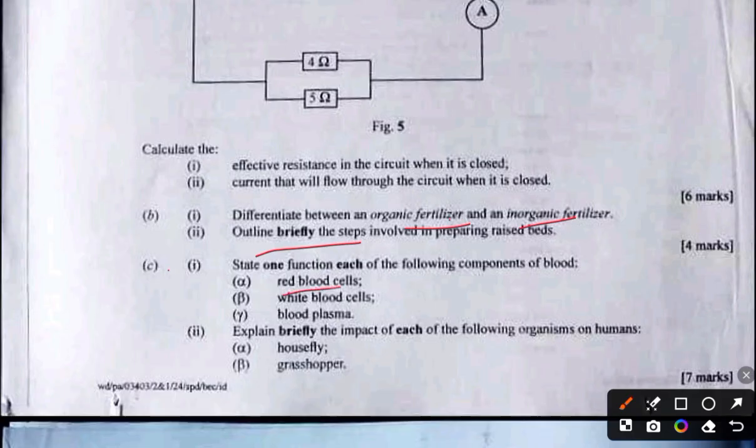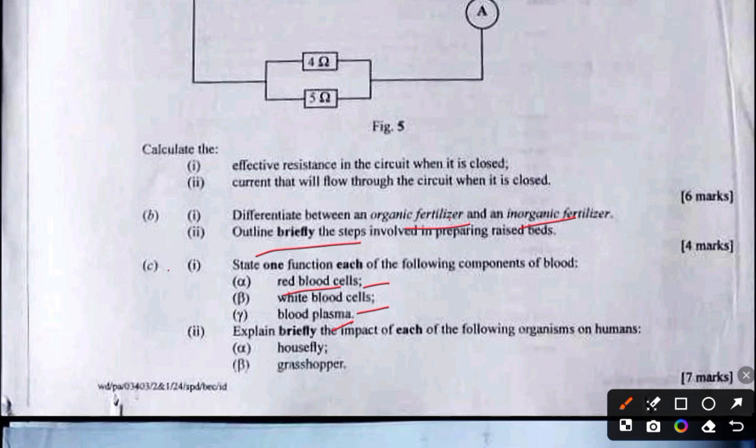Then the next question says, state the function of the red blood cells. Red blood cells help in the transport of oxygen and carbon dioxide in the blood vessels. White blood cells fight against pathogens or diseases. And the blood plasma helps in the transport of simple food nutrients: glucose, amino acid, fatty acid, and cholesterol.